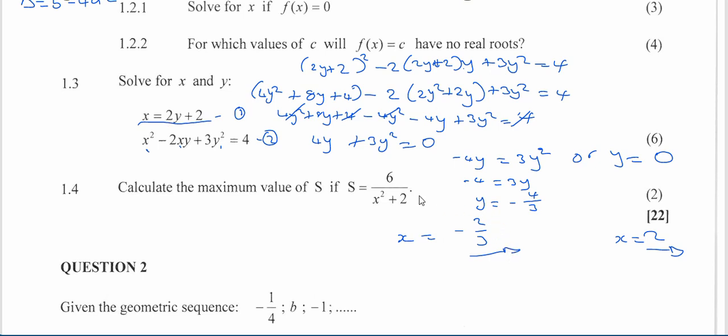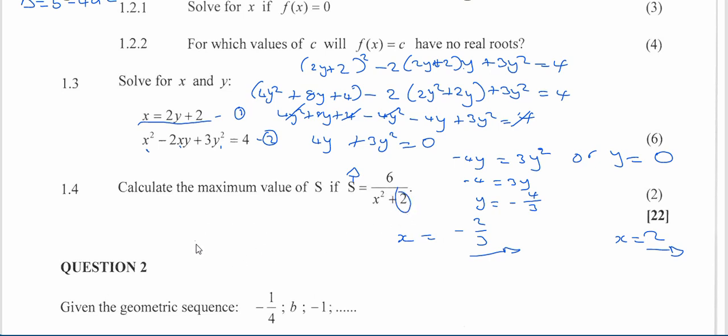Let's go to 1.4. So on this one, we're going to check here. They say they want the maximum value of the function s. If you check here, we have a numerator and also a denominator. In order to find the maximum of this one, the denominator is supposed to have a minimum. So the minimum of the denominator is going to be 2.